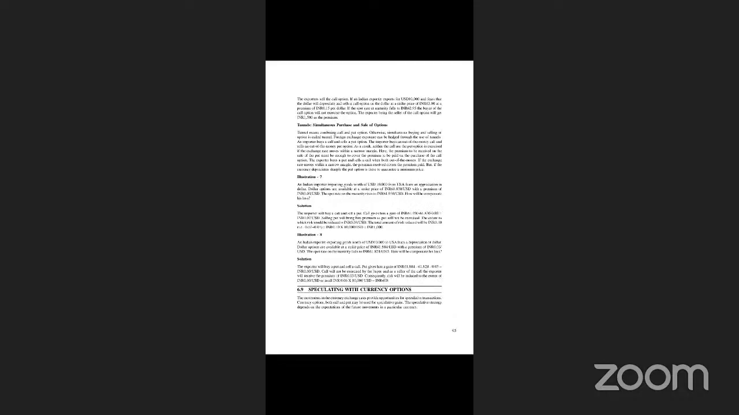And then moving on to the next topic, speculating with currency options. Speculation is nothing but anticipation. In almost every class we are hearing this word, speculation; it's all about anticipation. The movement in currency exchange rates provides opportunities for speculative transactions. Currency options, both call and put, may be used for speculative gains. The speculative strategy depends on the expectations of future movements in a particular currency.